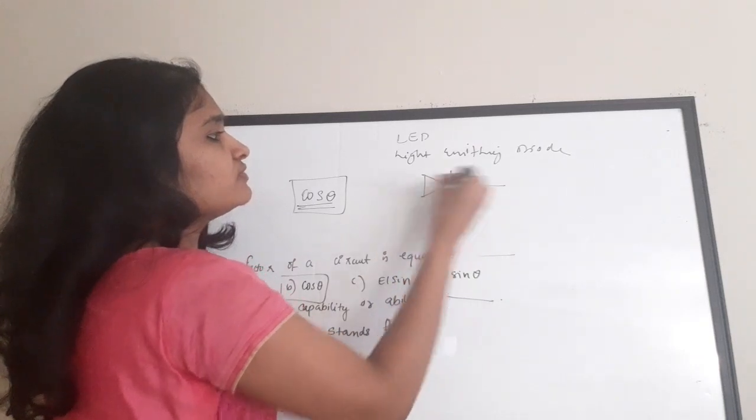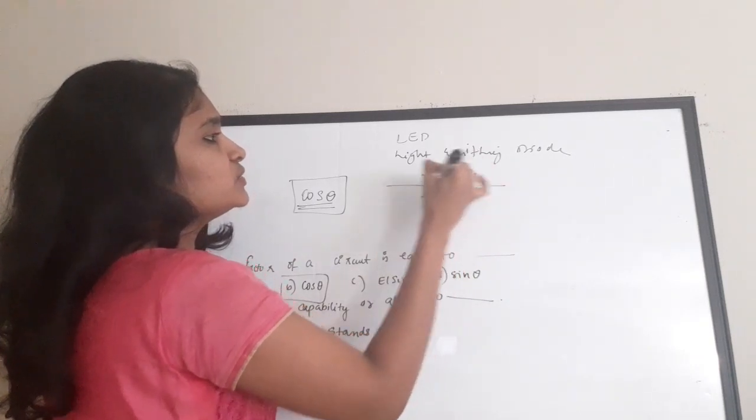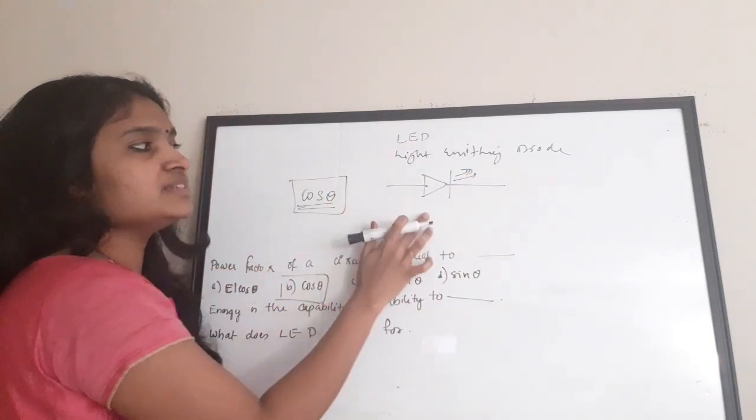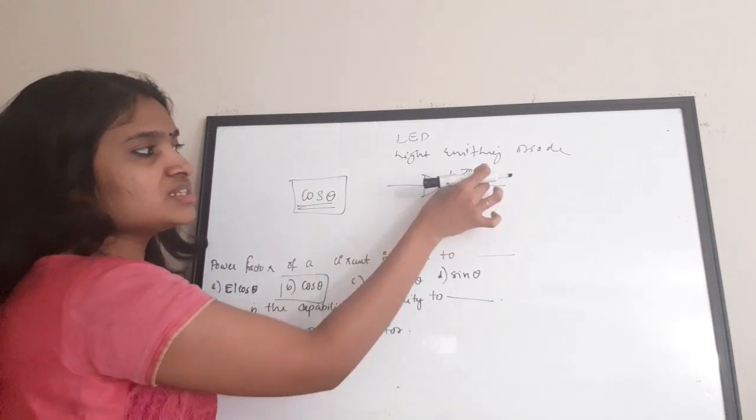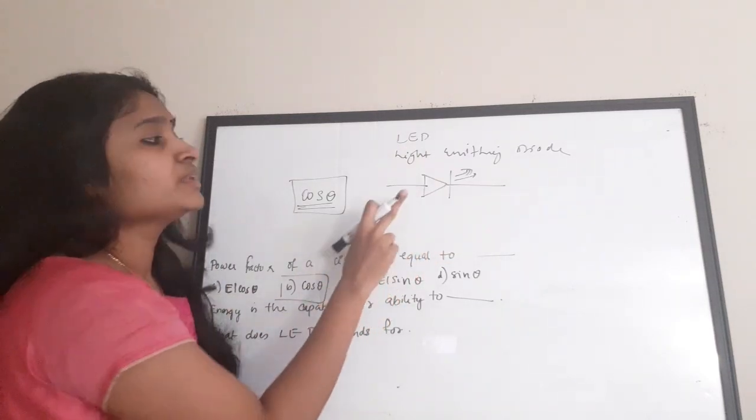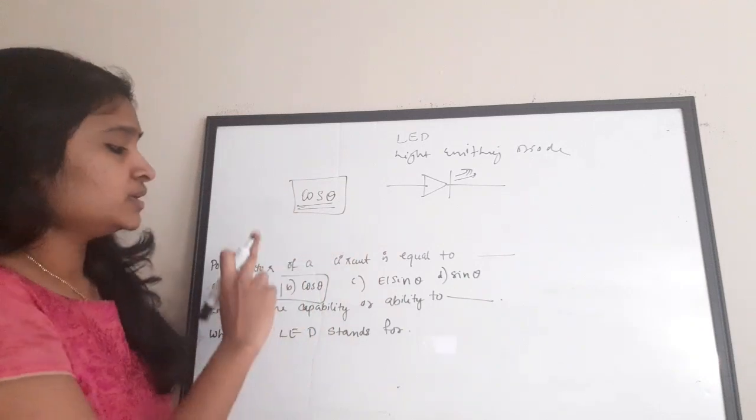This is the symbol of a LED. I'm even telling you the symbol. This is the light emitting diode. There is a basic diode which is emitting light. This is the symbol for a LED. Okay.